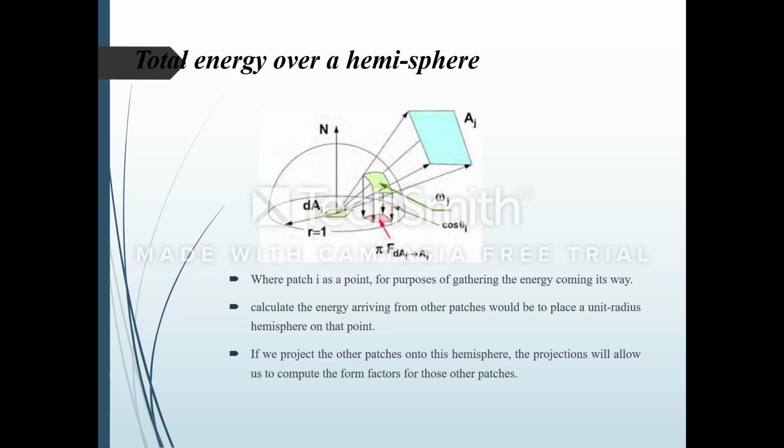Total energy is here. Over a hemisphere we have some mathematical formula for how we can calculate total energy. Patch i is a point for the purpose of gathering. Now we have to calculate in the unit of radius. If we project onto the hemisphere, the projection will show.